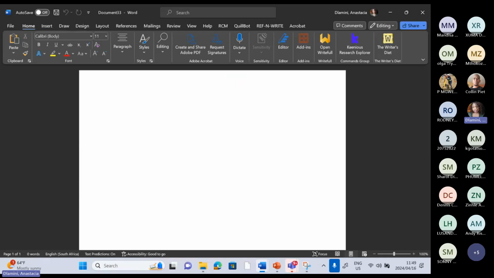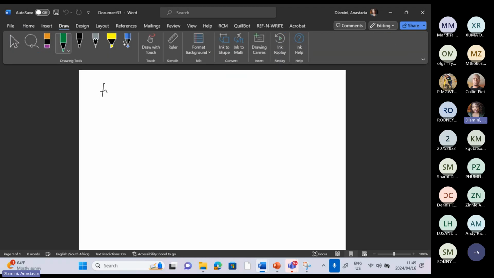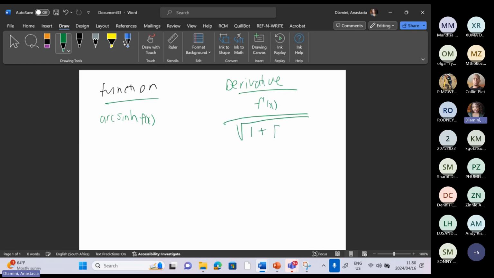Now, on page 65, there's a table of functions. So there's a function and there's a derivative. They are saying that if you have arc sinh of f of x, then the derivative is f prime of x over the square root of 1 plus f of x squared. Are we all together there? Yes, ma'am.